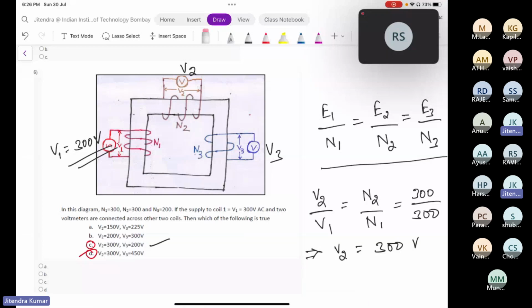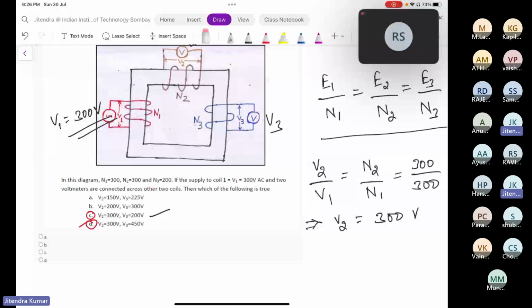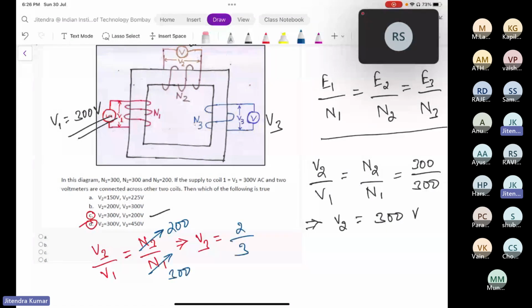We are just moving slowly so that everybody can grasp it. So now V3 by V1 is equal to N3 by N1. If you apply that, then you get V3 is equal to N3, which is nothing but 200, and N1 is nothing but 300. So it will be 2 by 3 into 300. It is 200 volts. So option C is the only one following the criteria, right? So option C will be correct.